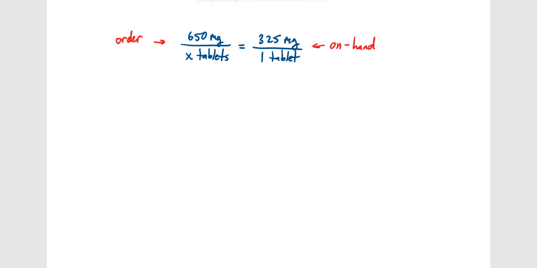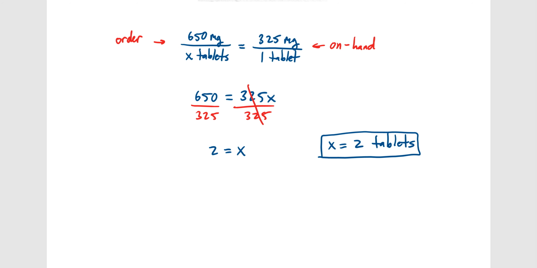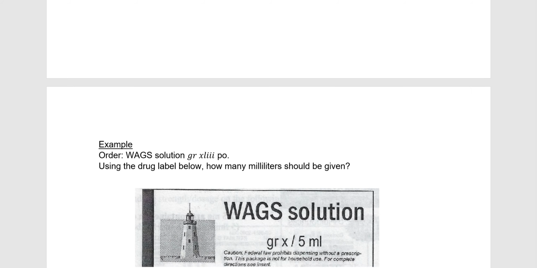And now we have to cross multiply and solve this for X. And we end up getting 650 times 1, which is 650, equals 325 times X. Divide both sides by 325, and 650 divided by 325 is going to give us 2. So we get X equals 2, and our answer is tablets. Okay, so this is one we probably could have done in our head also, which would have been fine. Let's do another one here.